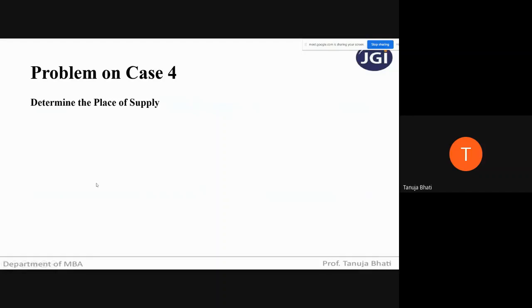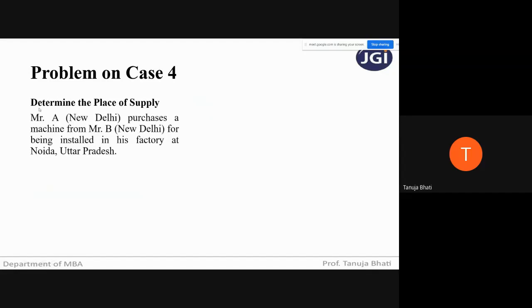Let us understand this with the help of an example, the solution of which will be given by you all. Determine the place of supply. Mr. A, from New Delhi, purchases a machine from Mr. B, who is in New Delhi, for being installed in his factory at Noida, Uttar Pradesh. See here, the purchaser also is in Delhi, the seller also is in Delhi, but his factory is in Uttar Pradesh. So he wants that his machine should be installed in Uttar Pradesh. So what is going to be the place of supply, students, in this case?